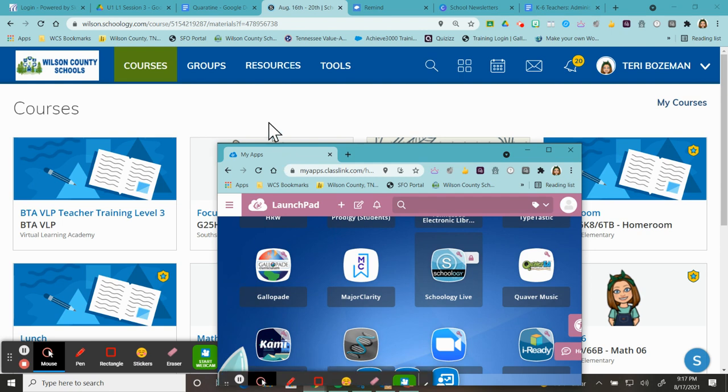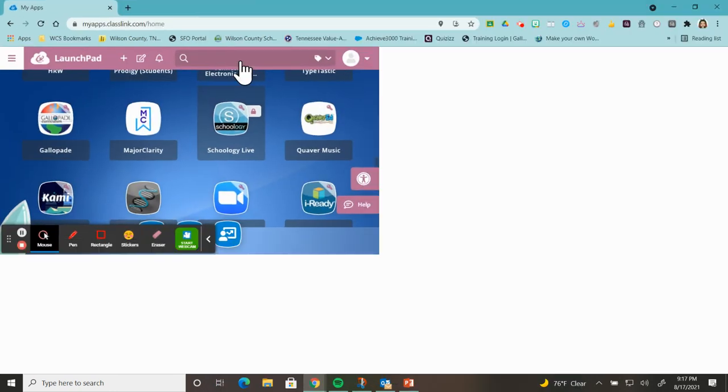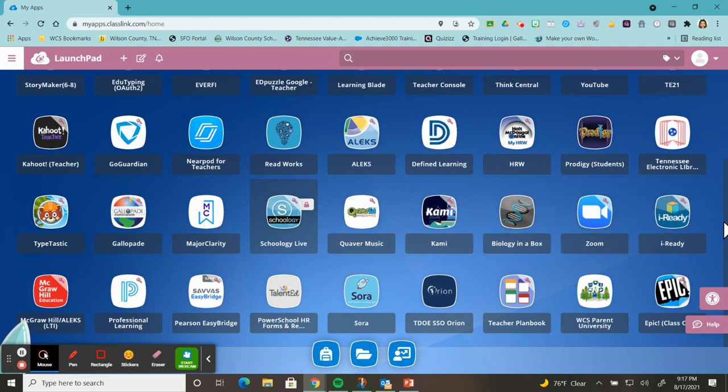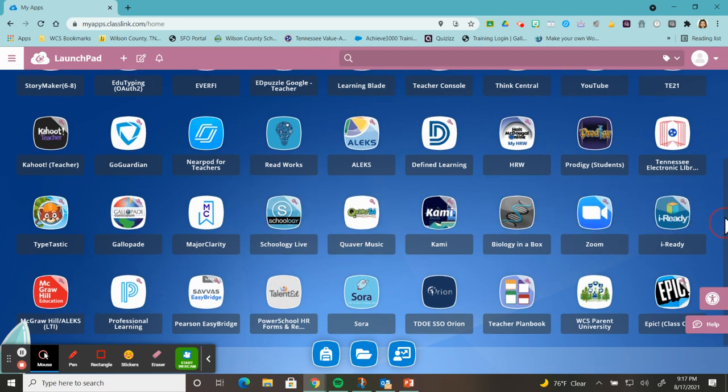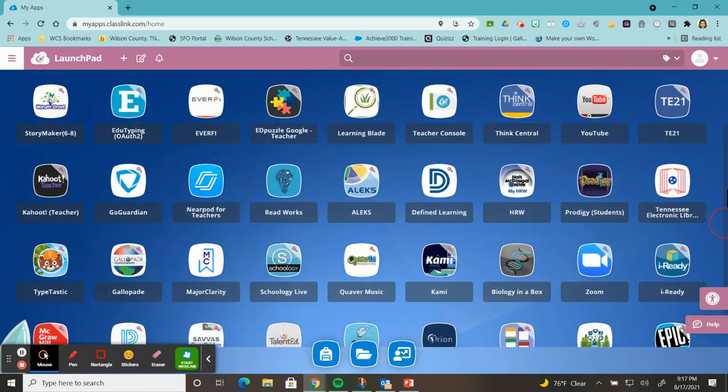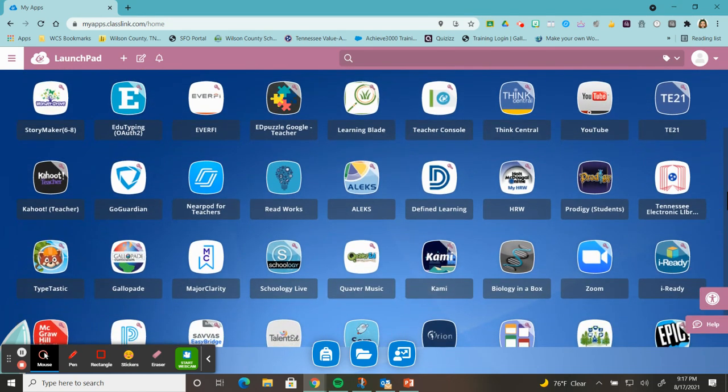So on ClassLink, this is ClassLink, I have a lot of apps on ClassLink, but you're going to find the one for Schoology, and it says Schoology Live, okay? So it is right here for me. So you're going to look for that app, that's Schoology, okay? At this point, we should be familiar with finding Schoology because we've had to do it to get to our work, right? So that's Schoology.